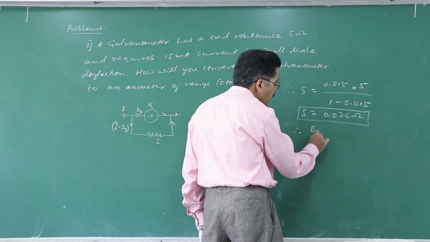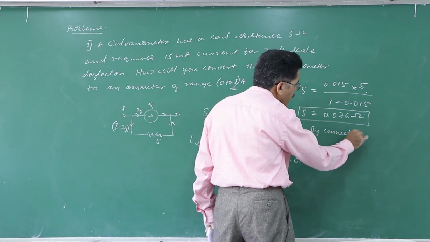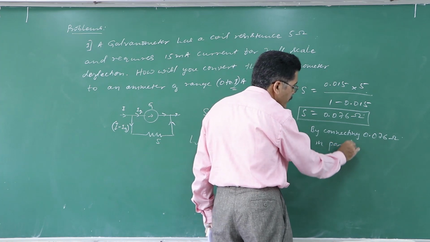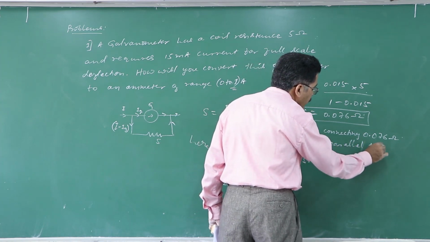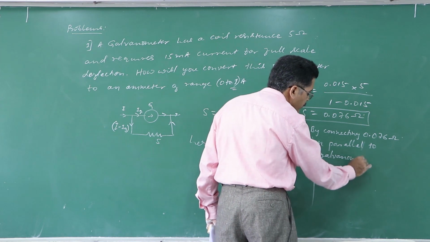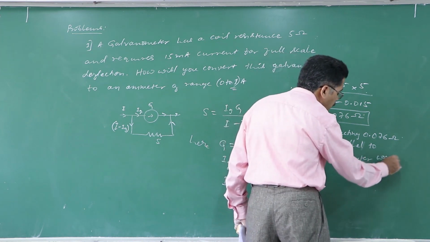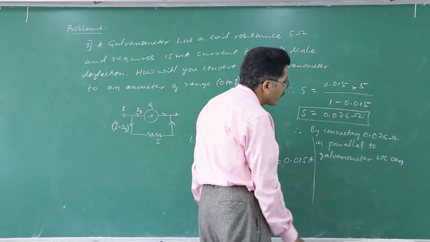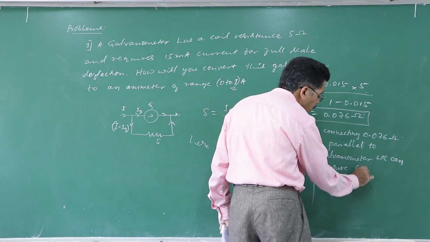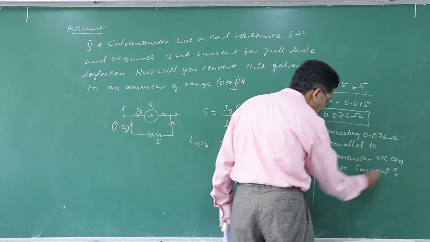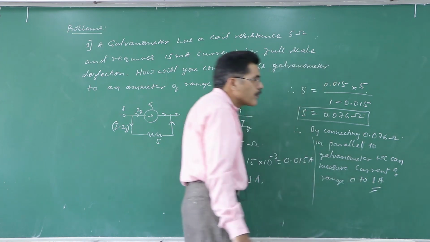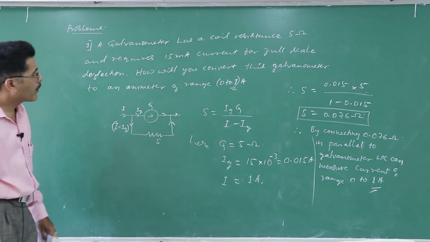Therefore, by connecting 0.076 ohm in parallel to the galvanometer, we can measure current of range 0 to 1 ampere.